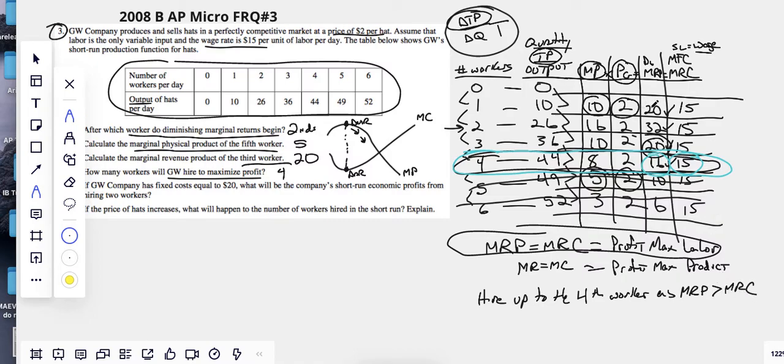Notice that all of these marginal revenue products are greater than what we pay them, and that makes sense, right? We want to hire somebody who's going to bring in more to our company than what we're paying them, or we go broke. But we would not hire the fifth worker, as marginal revenue product is less than the marginal revenue cost. We would actually lose money on that fifth worker, and that's why we would not hire him.